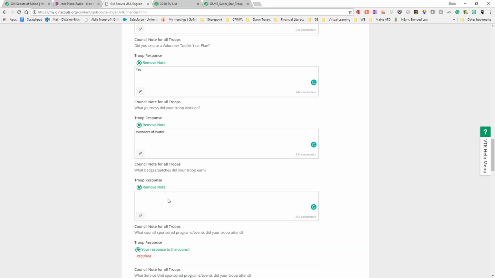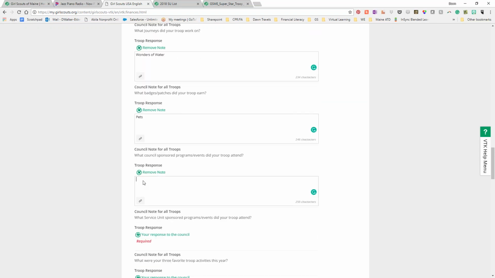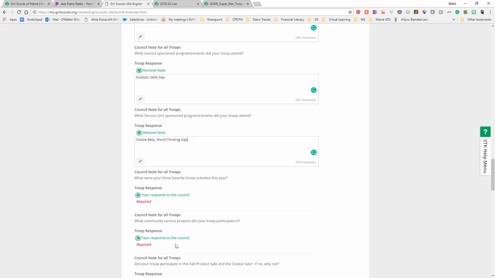And then badges and patches that your troop earned. So all of this information we do use. It's very important for us to know what troops are doing and what is working out the best for troops and what's the most interesting. So then what council-sponsored programs that you went to. If you attended any service unit sponsored programs or events, we'd love to know that as well. My favorites.